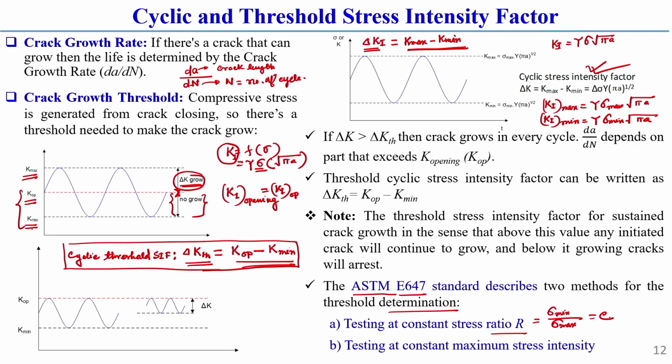This is generally constant. In one case it is considered constant, and we calculate the threshold stress intensity factor range. Another method is called testing at a constant maximum stress intensity. These two methods we generally use according to ASTM standard E647. By this we can calculate this delta K_TH. So, delta K_TH is the cyclic stress intensity factor from where the crack starts propagating. This you should keep in mind.